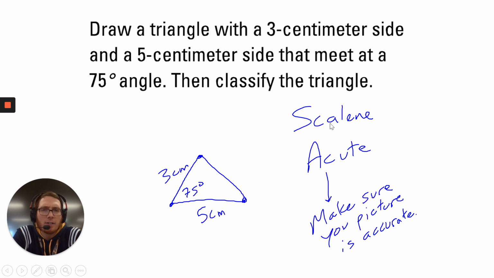This one's a lot harder to see if it was scalene and acute. For example, if this angle's close to 90, it might be hard to tell. So you can always use your protractor as long as you're using a straight edge to find that. Probably scalene at that point. These two aren't the same. Doesn't look like it. It's probably the same. But if your picture is drawn accurately, that'll make it a lot easier to tell about the classification.